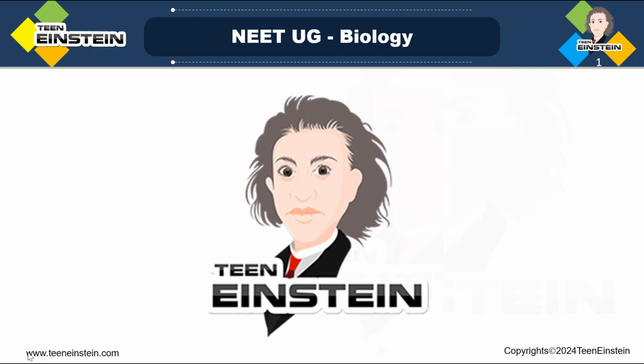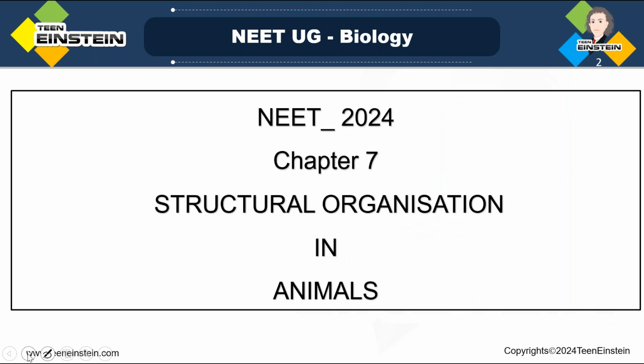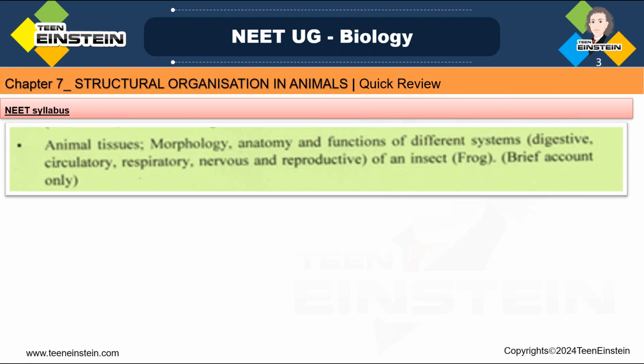Hello students, now we are learning about structural organization in animals. In the NEET syllabus we have morphology, anatomy and functions of different systems like the digestive, circulatory, respiratory, nervous and reproductive systems of insects. Then we need to learn about frog. Just like an outline, we need to learn all these things.